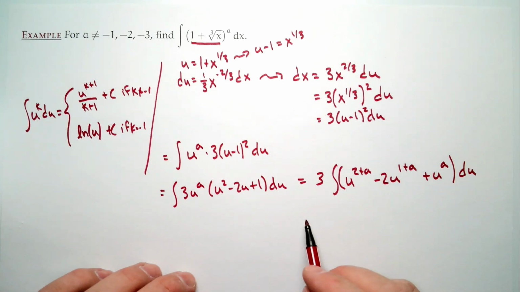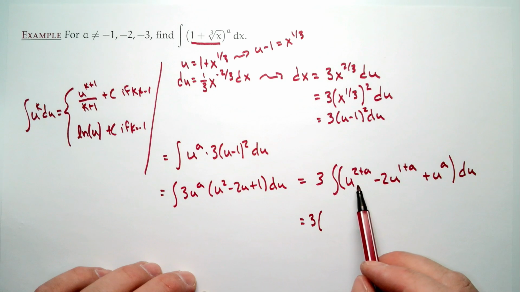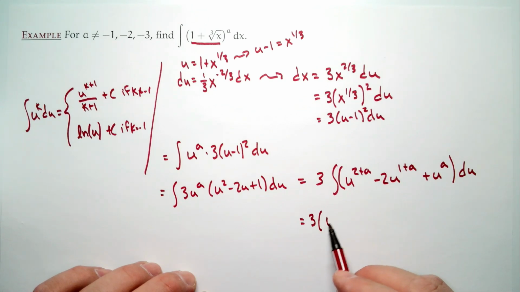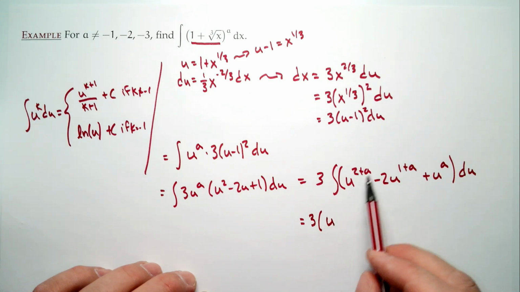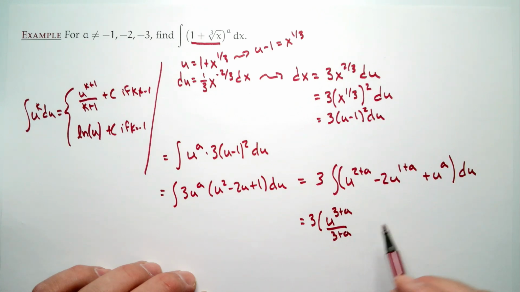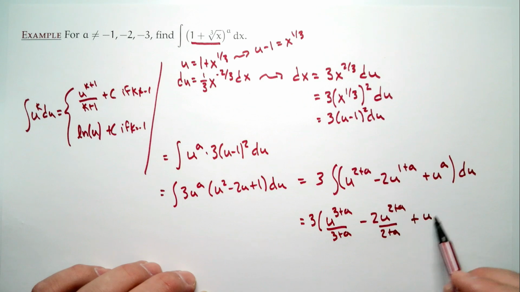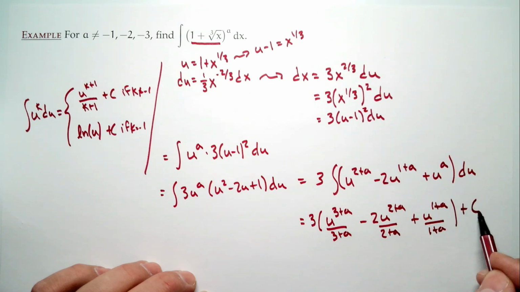So let's work it out. We have 3. u to what power here? You add 1 to 2 plus a, what do you get? 3 plus a, and then divide by 3 plus a. Minus 2, u to what power? 2 plus a, divide by 2 plus a. Plus u to what power? 1 plus a, divide by 1 plus a. And then you tack on plus C.